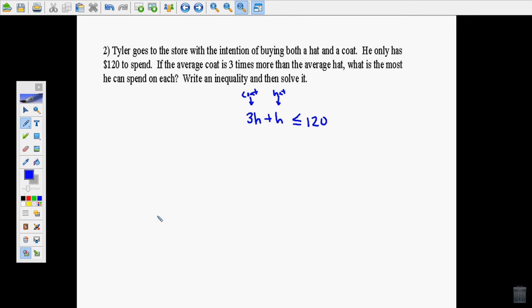Okay, go ahead and solve that inequality, and what do you get for h? Okay, so combine together your like terms. You get 4h is less than or equal to 120. Divide both sides by 4, and we get h is less than or equal to 30. And so what is the most he can spend on each? Well, the most he can spend on a hat has to be less than or equal to 30, and so what he can spend on the coat has to be less than or equal to 3 times that, or 90.